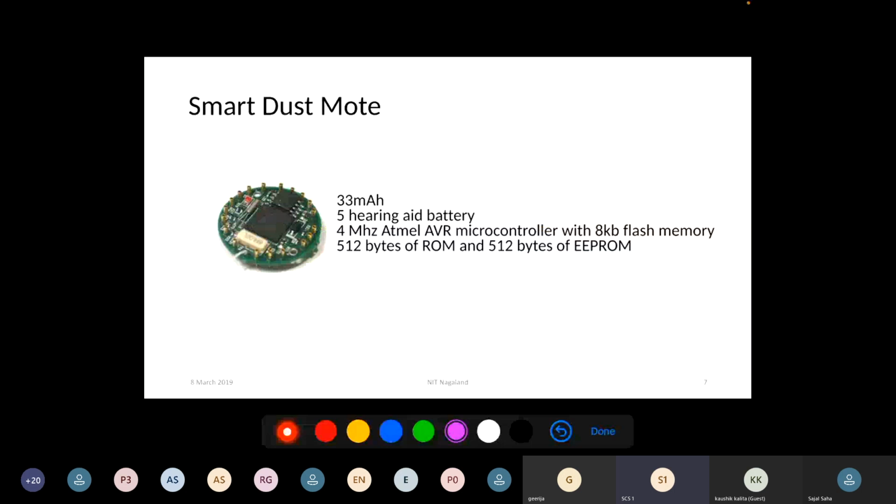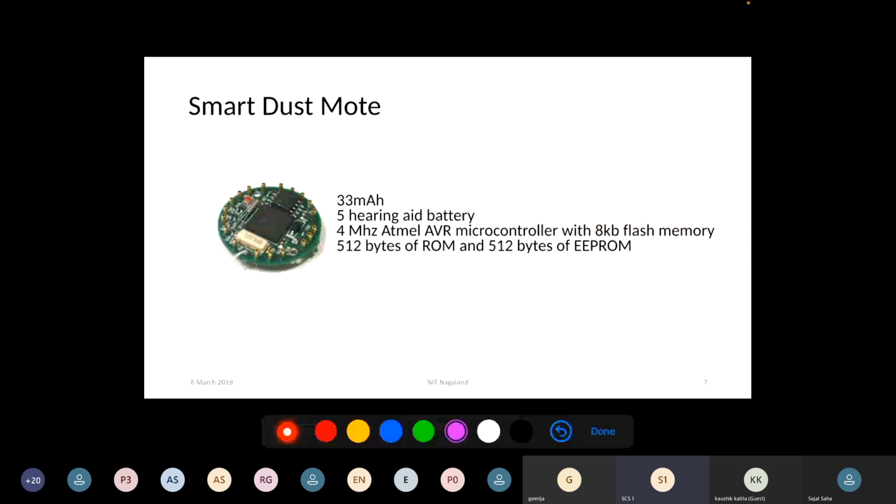Its power level is only 33 milliampere, very small power level. And that 33 milliampere power source is given through 5 hearing aid batteries. So they used the small batteries made for hearing aids to build these Mica motes. Can you imagine the size of these Mica motes? This size is basically a 5 rupees coin.